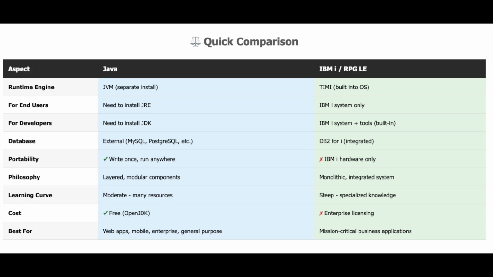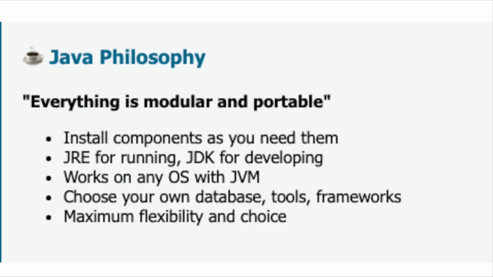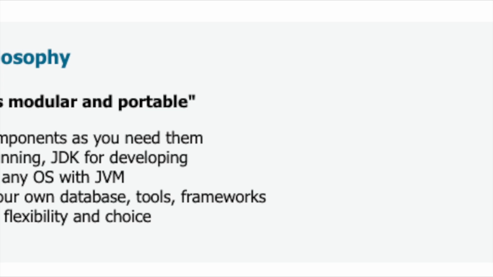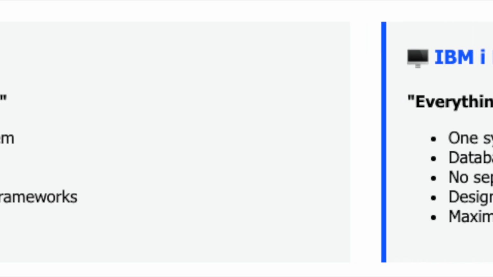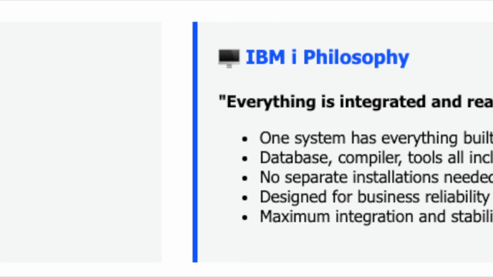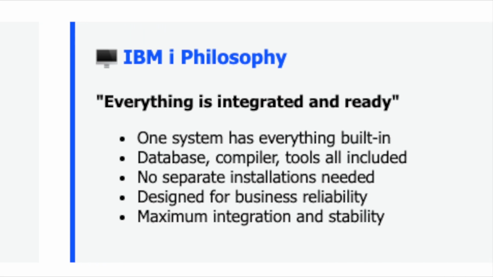The cost, well, it's free for Java. On IBM i, it's an enterprise license, so it's kind of different animals. And with Java, it's best for mobile apps, web apps, general purpose apps. On IBM i, it's for mission critical business applications. You can't have your applications going down, and IBM i is a very powerful and reliable system. Ultimately, it comes down to the two philosophies: the Java philosophy, where everything is modular and portable, and the IBM i philosophy, where everything is integrated and ready to go and reliable.